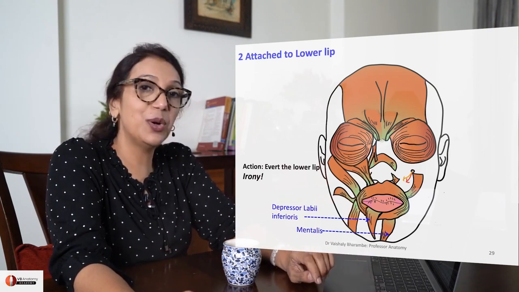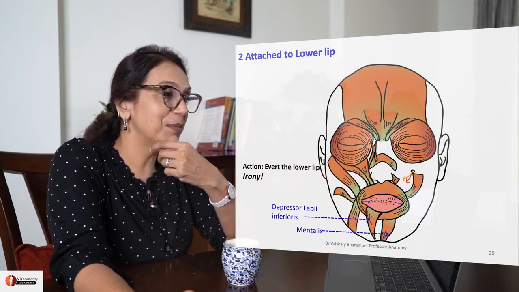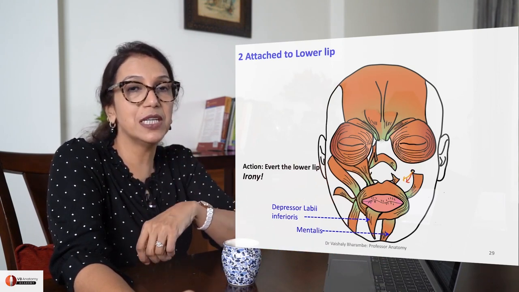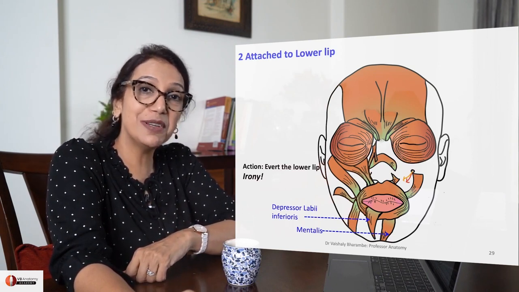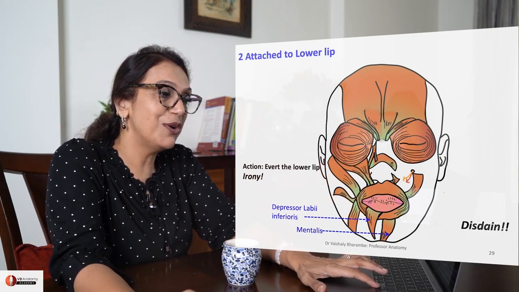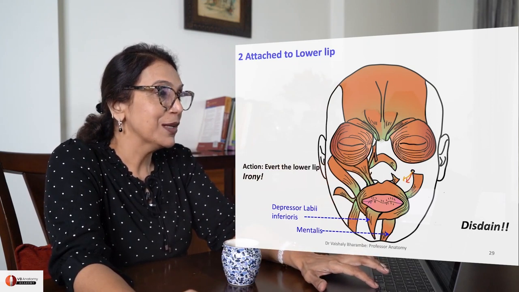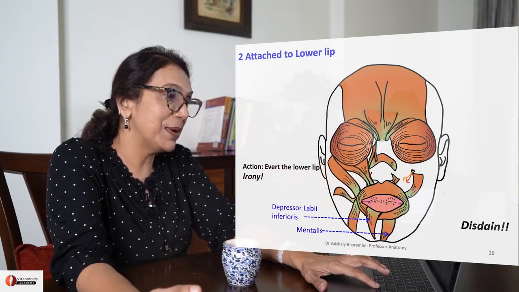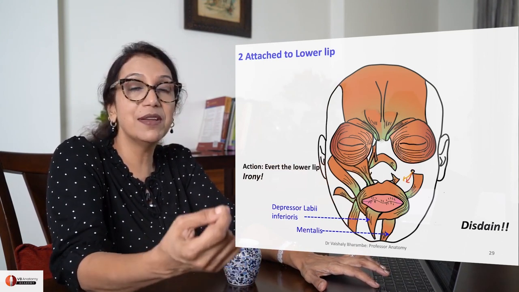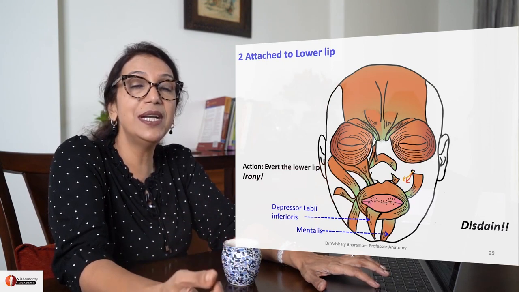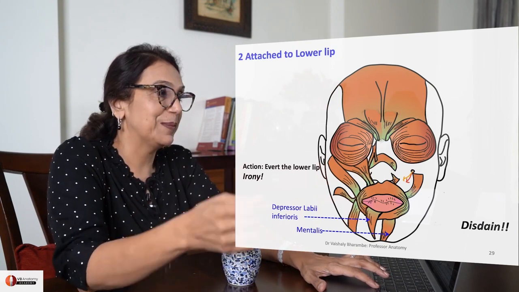There's one more muscle here called the mentalis. This will tighten your chin, which is something we do when we have an expression of disdain. It's not looking nice, but that's the expression we do give sometimes. It's an expression of disdain. This is by the mentalis muscle. Okay, so we've done 2 muscles, depressor labii inferioris and the mentalis. Depressor labii inferioris gives expression of irony by everting the lower lip, and mentalis tightens your chin.